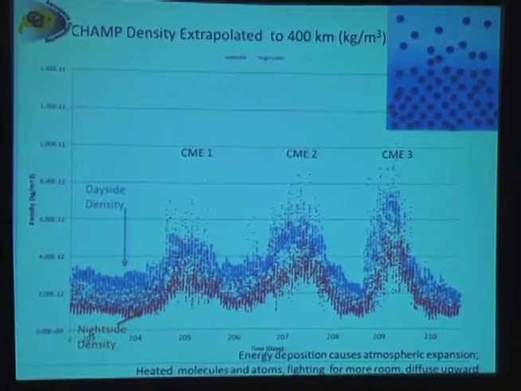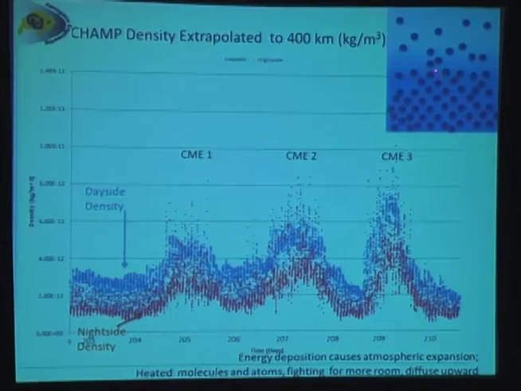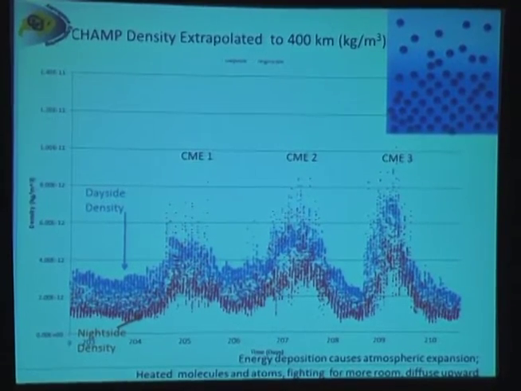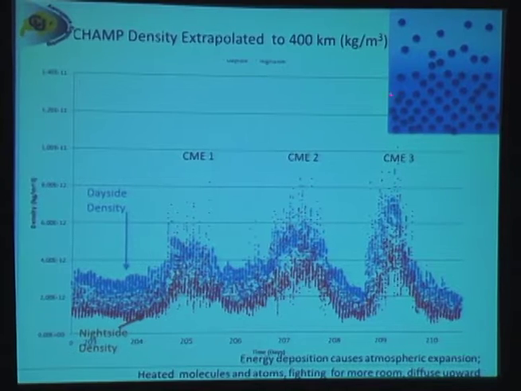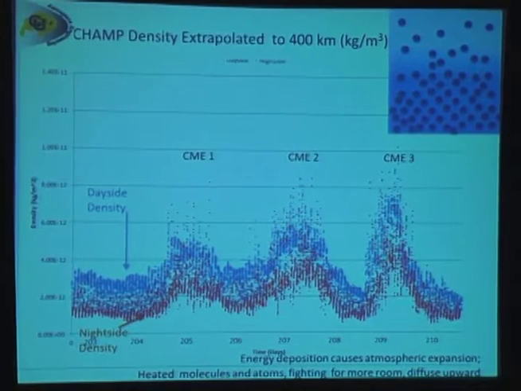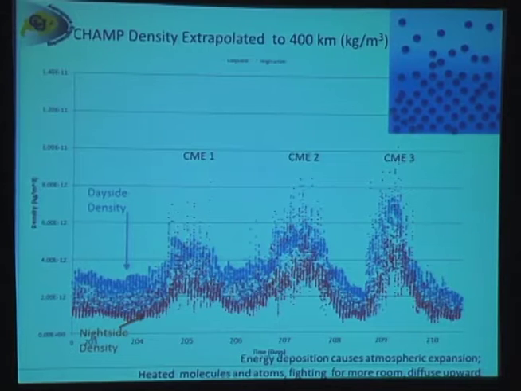So for the students in the audience, when the atmosphere is heated by either particle deposition or dissipation of Poynting fluxes, Joule heating, and some other processes, the atmospheric molecules and atoms fight for more room. When they do that, at a given level, they would attempt to go down, but the atmosphere is exponentially increasing in density as you go down. There's not enough room for them. Even as they try and move sideways, there's not a lot of additional room. But they can find additional space if they move up. So when the atmosphere is heated, the atmosphere heaves up.